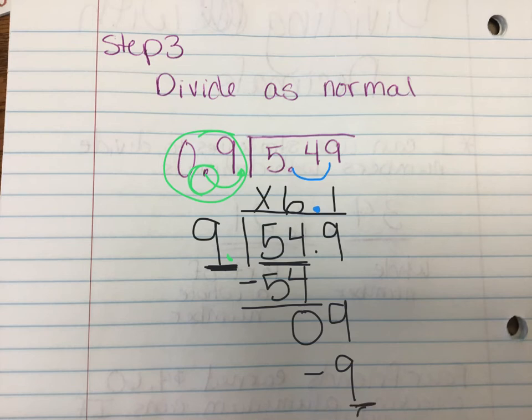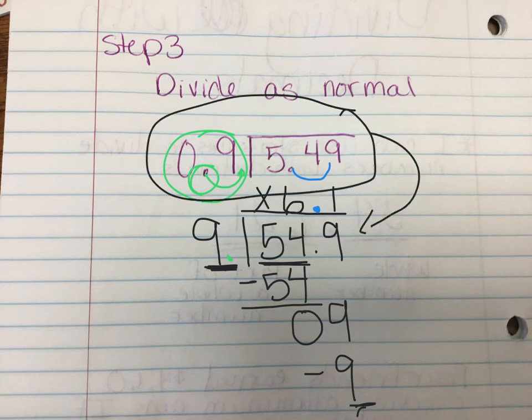So my answer to this problem right here, even though I changed it to this, it's still the answer to this problem, is going to be 6.1. Wait a minute. What happened when I took 5.49 and divided it by another decimal?